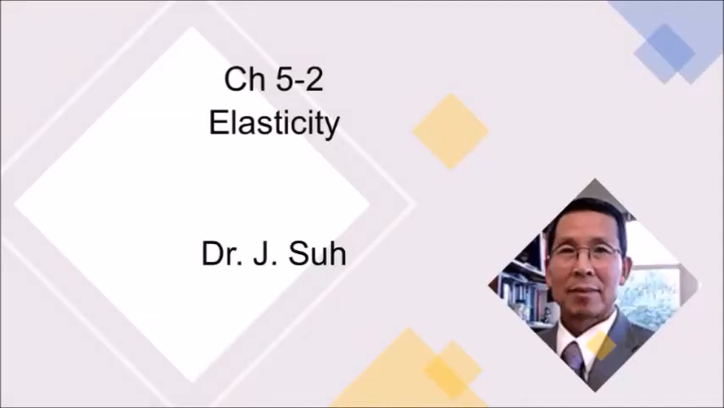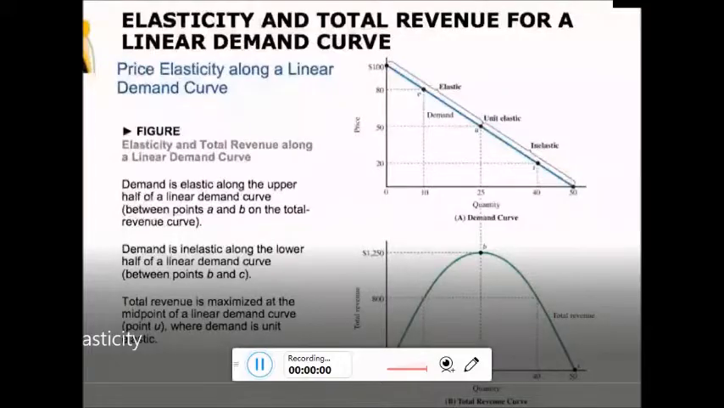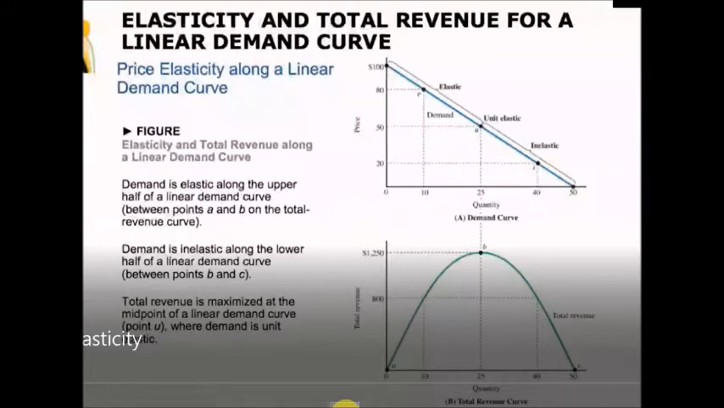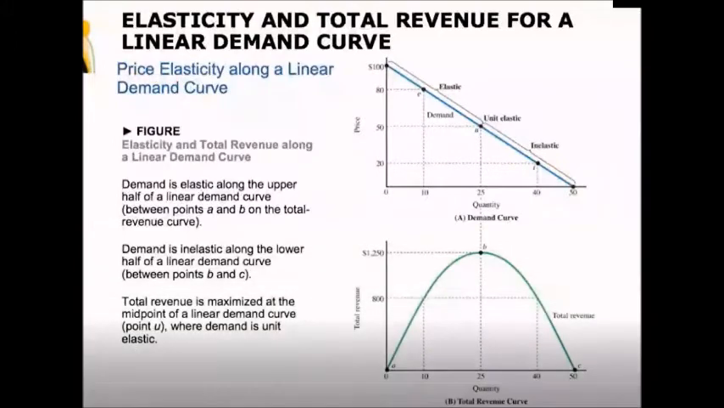Now, an interesting thing about price elasticity and demand curves is that even for a demand curve which is linear, meaning it has the same slope, so the change in price for a given change in quantity is the same anywhere on the demand curve, the price elasticity changes. Now, why is this the case?